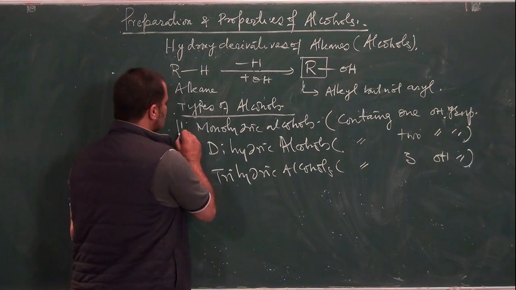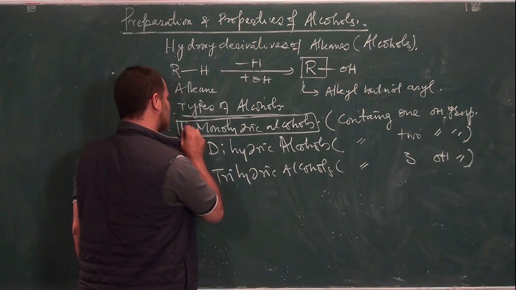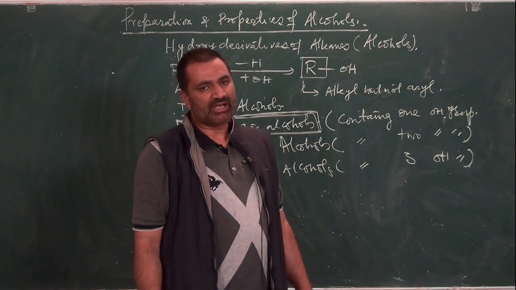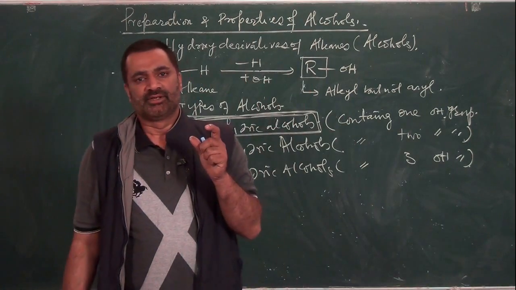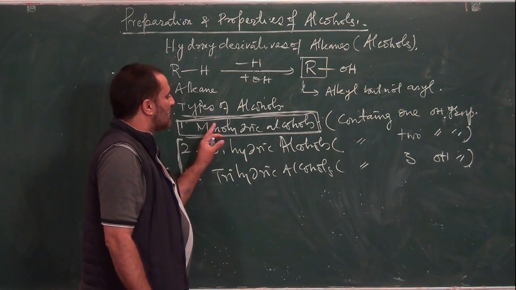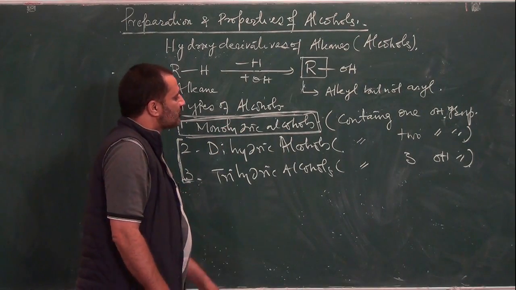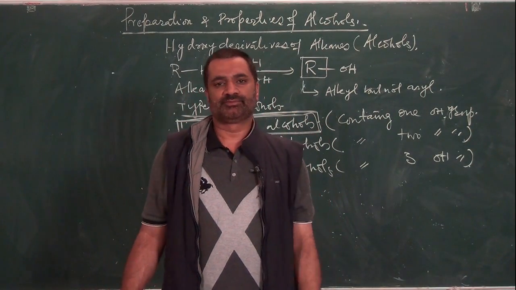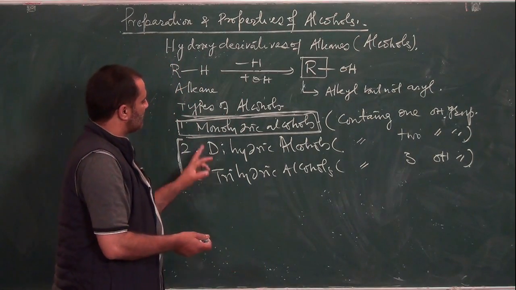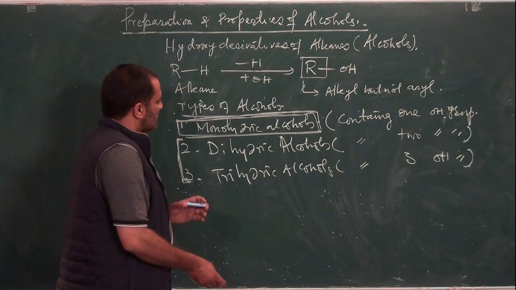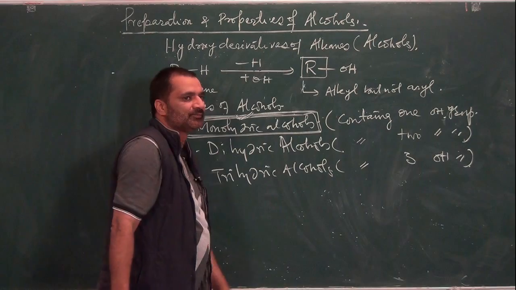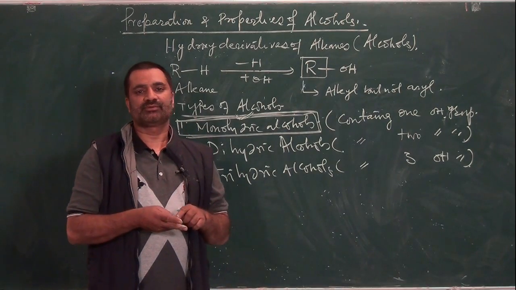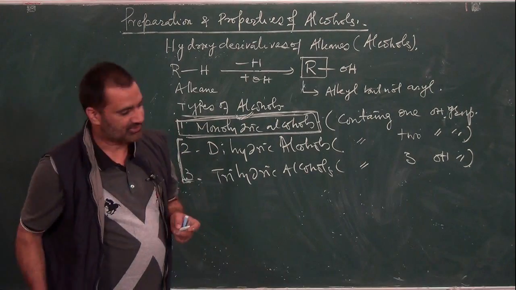So these monohydric alcohols, this is our syllabus part, so we will be discussing these monohydric alcohols in detail. Monohydric alcohols are the target, so we have to discuss them completely. They are the alcohols which contain only one OH group. So far as monohydric alcohols are concerned, they can be classified into three categories: primary alcohols, secondary alcohols, and tertiary alcohols.